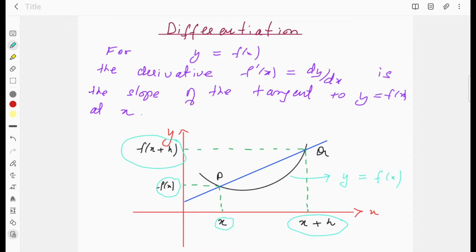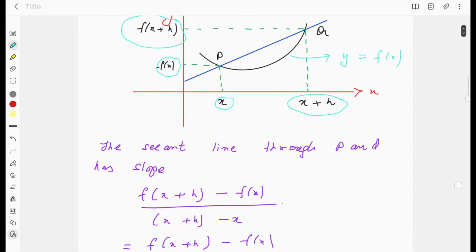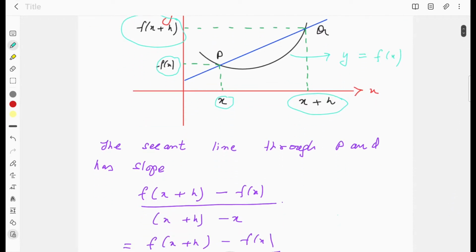This line PQ is a secant or a chord. So I can say the secant line through P and Q has slope f(x plus h) minus f(x) over x plus h minus x. Now this is just according to y2 minus y1 over x2 minus x1. You are already familiar with it.